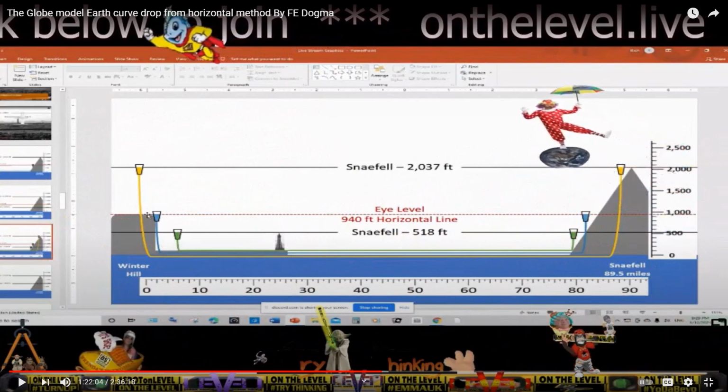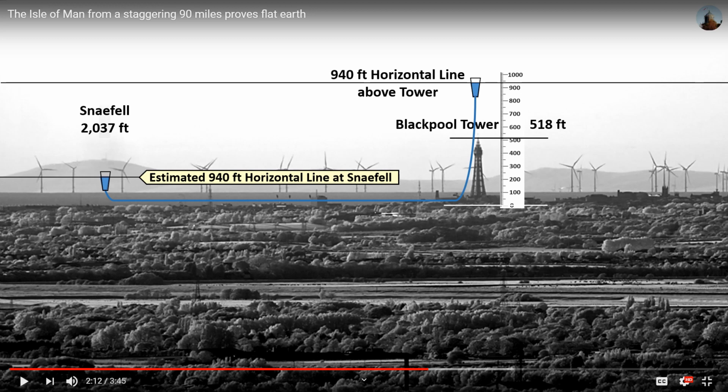So this is what the conversation went like for over another hour until I finally left. And I even included this graphic adding in more water levels to see if this would help them understand. Maybe what I should have done is put a water level at 940 feet directly above Blackpool Tower. Now the name of Bev's channel is Try Thinking, so you think if I would have added a 940-foot water level above Blackpool Tower here and below Snaefell over here, that anyone on that panel would understand that this does not fit Bev's definition of a horizontal line?